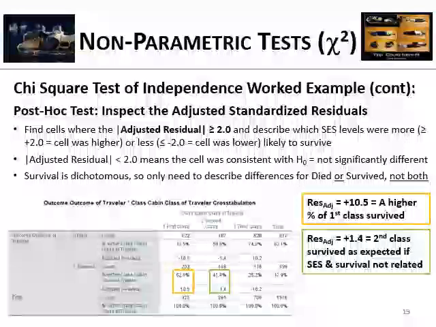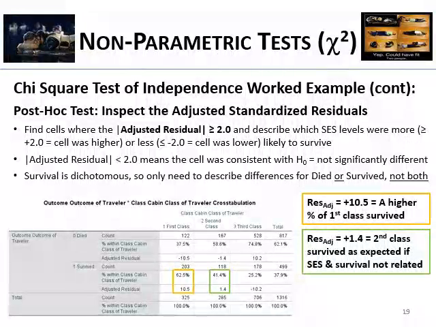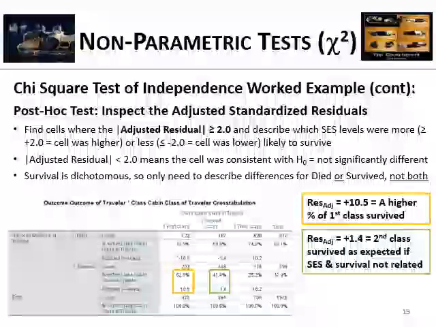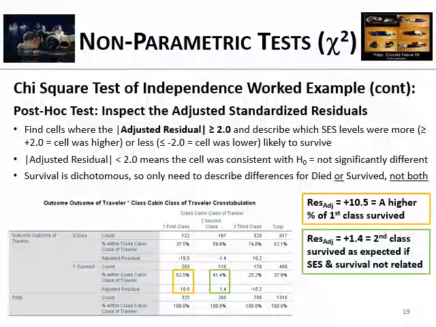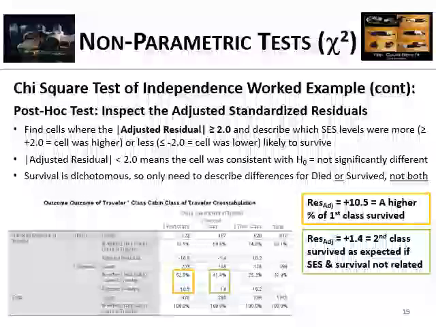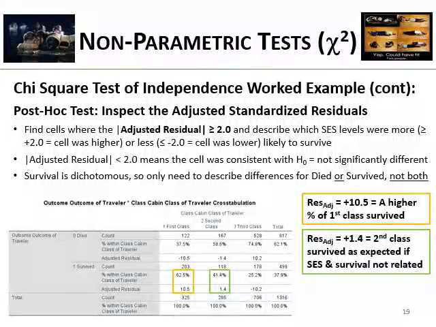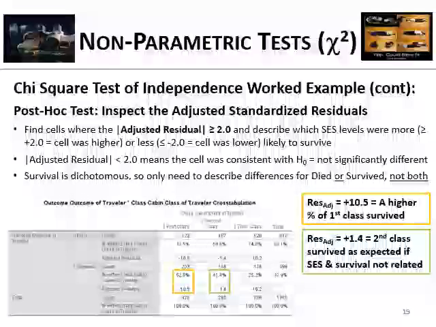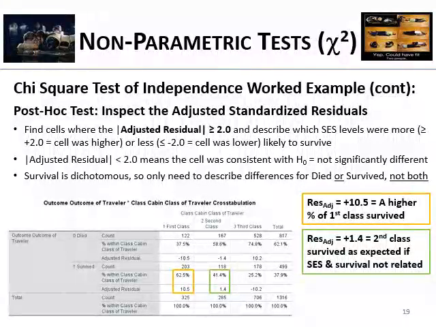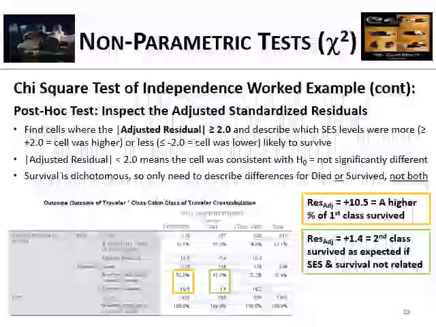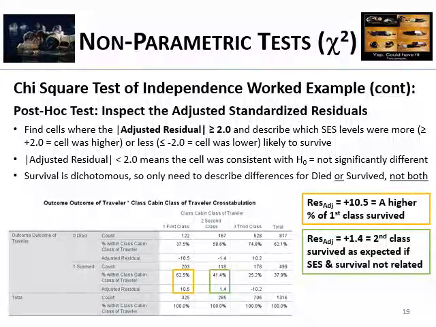Among the second class folks, we have an adjusted residual that's only 1.4. That's less than 2. So basically what that means is that the 41.4% that survived among the second class is what you would have expected, roughly, if SES and survival on the Titanic were not actually related. So that one fits with the null, so it's not weird. It's not a weird cell.